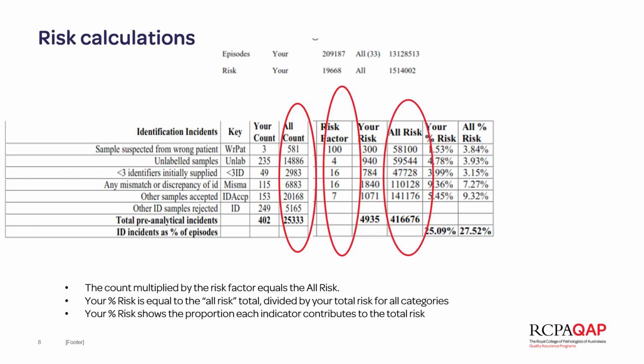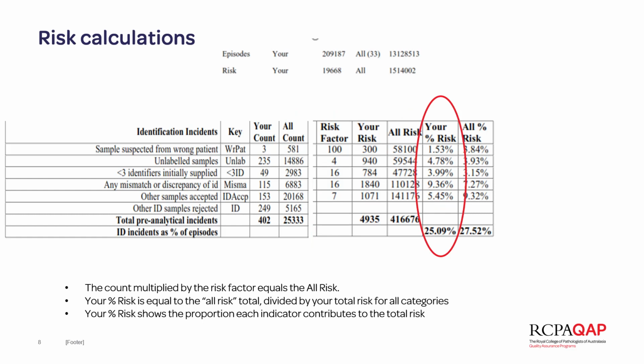Your percentage risk shows the proportion each indicator contributes to the total risk of all the incidents from all the categories. Your risk is divided by your total risk and expressed as a percentage. This helps to decide which of the indicators should get priority when assigning resources to problems.